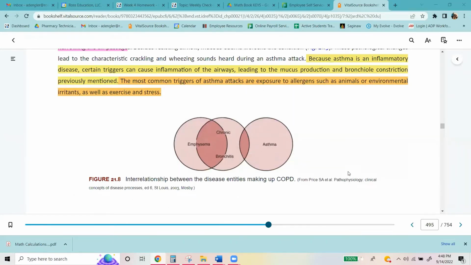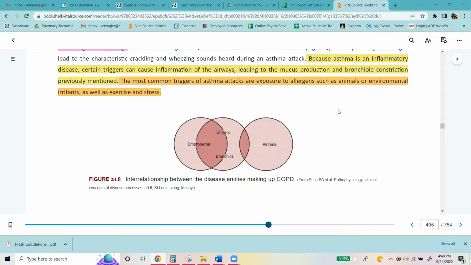Because asthma is an inflammatory disease, certain triggers can cause inflammation of the airways, leading to the mucus production and bronchial constriction previously mentioned. The most common triggers of asthma attacks are exposure to allergens, such as animals or the environment, irritants, as well as exercise and stress.